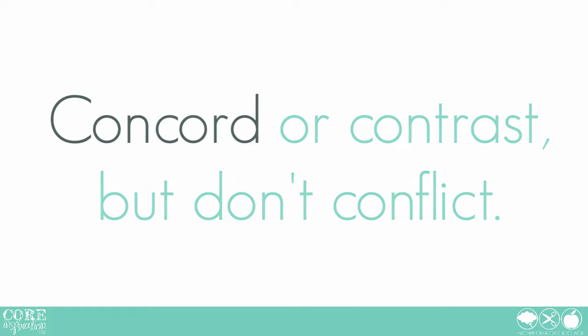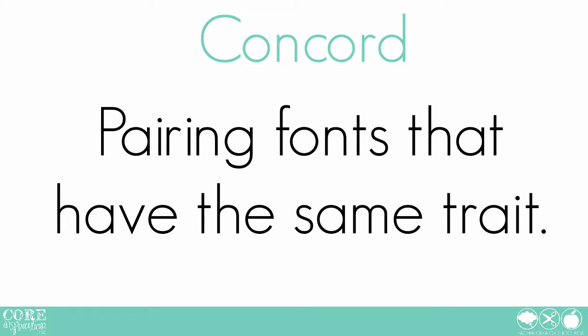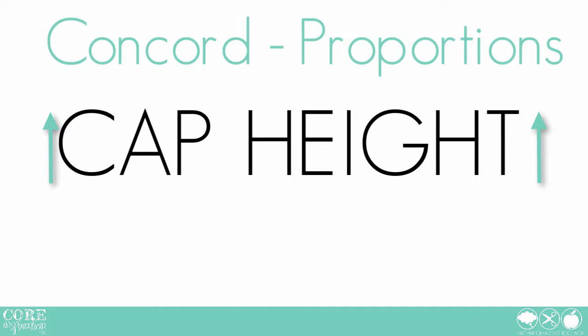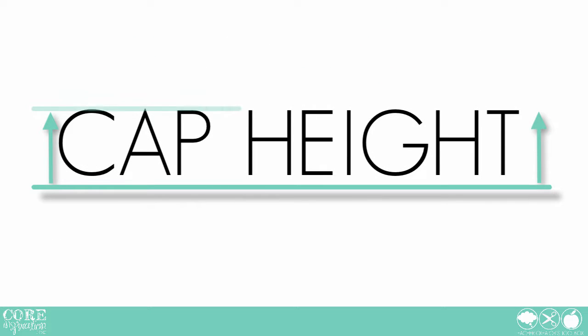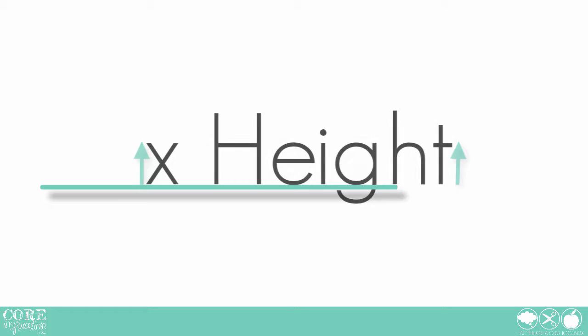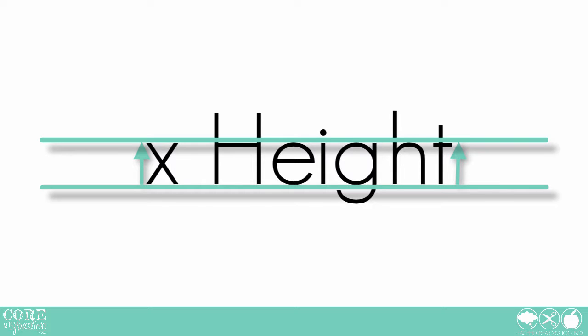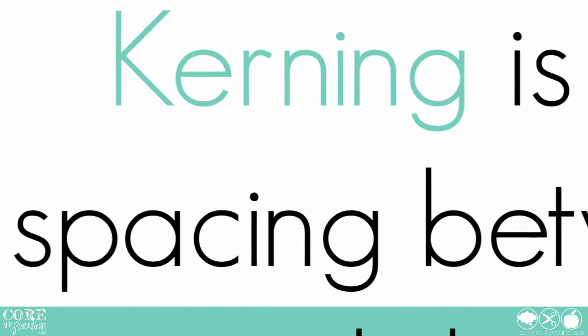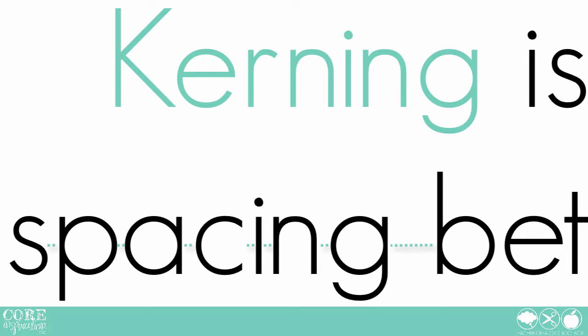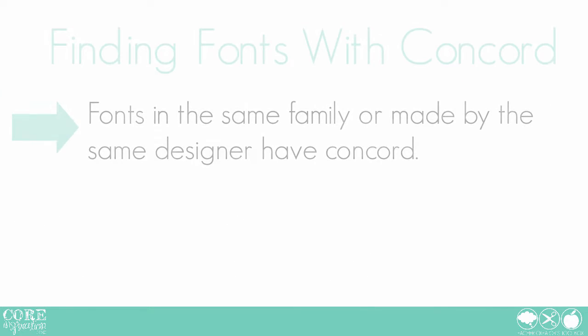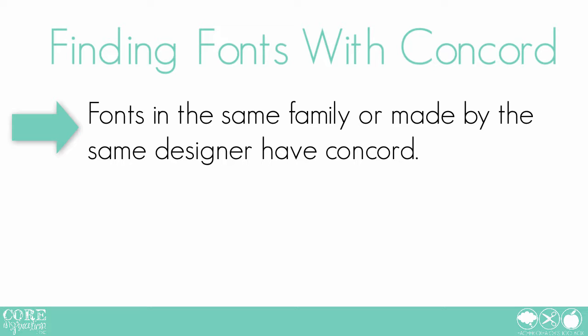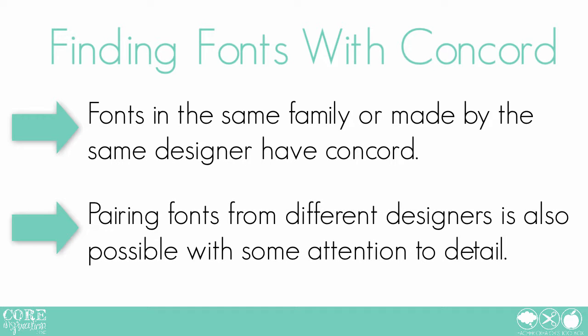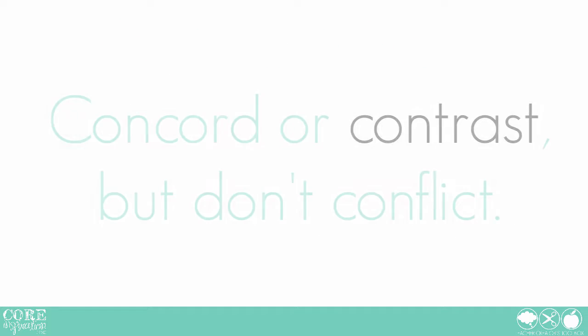First, let's discuss concord. This is the pairing of fonts that have the same trait. They could share proportions, such as cap height, the height from the baseline to the top of the uppercase letters, or X height, the height from the baseline to the top of the lowercase letters. Fonts with concord can also have the same kerning, or spacing between each letter or symbol. Oftentimes, fonts in the same family or made by the same designer have concord. But if you really spend time analyzing fonts, you can successfully pair different designers.